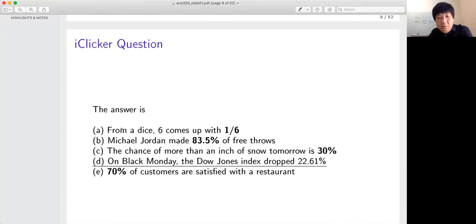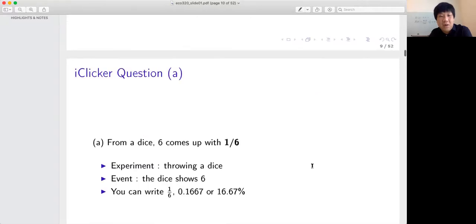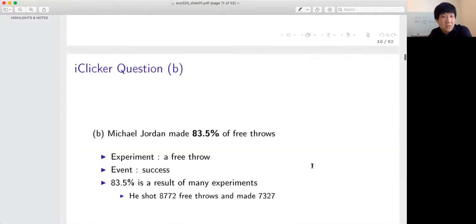From a dice, a 6 comes with a 1/6 probability, right? And let's say Michael Jordan took 100 shots, or let's say 1,000 shots, and he made 835. That is a kind of probability, and the same thing here is a probability. But the Dow Jones Industrial Average index dropped this much. That is just a fact, that is not a probability. So these are some examples.